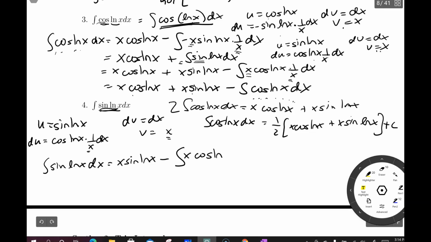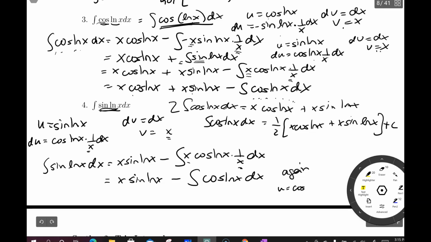There it is. You see the x's will cancel. So I'd have minus cosine of ln of x dx. And so I'm just going to say you get to do it again, where you let u equal cosine of ln of x and the dv is just dx.